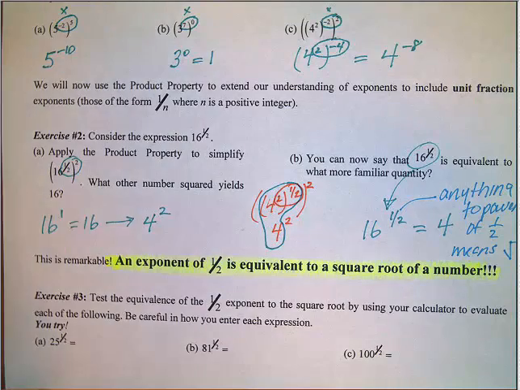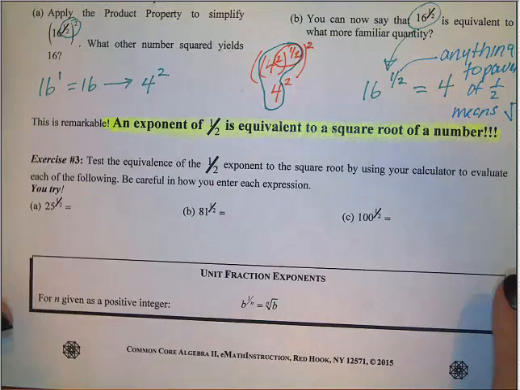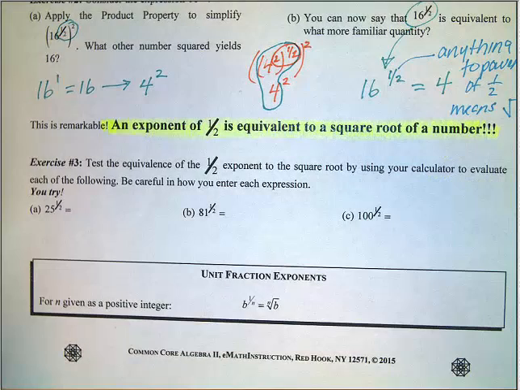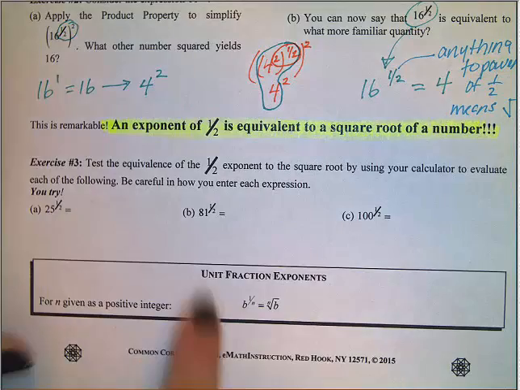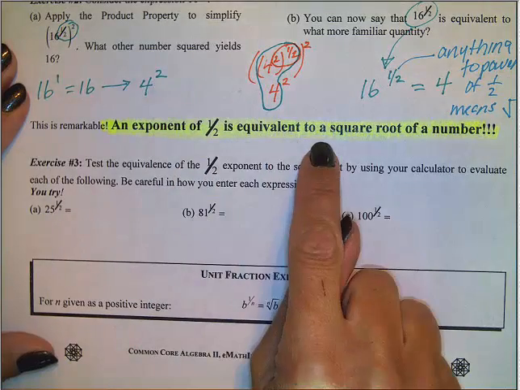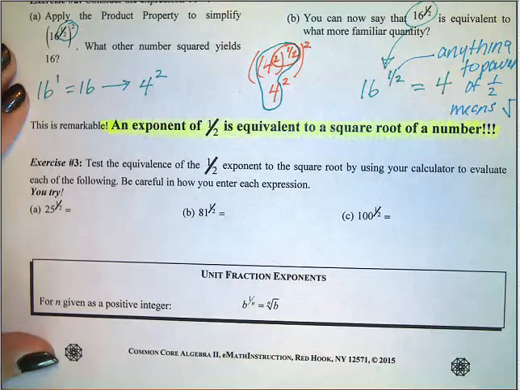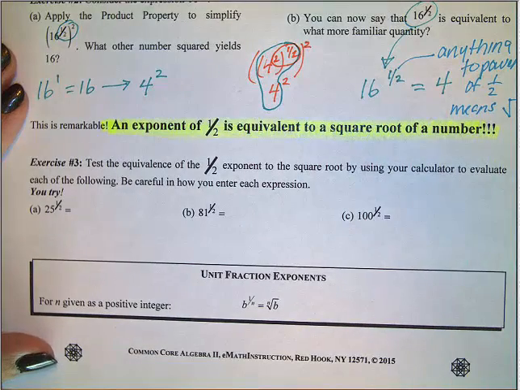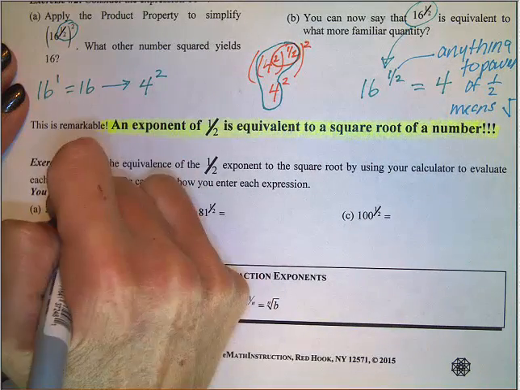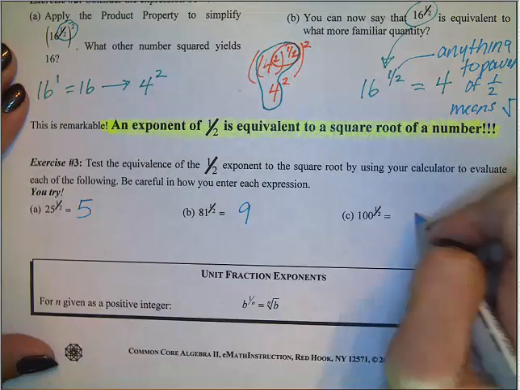Now let's practice in exercise 3. Can you do this without me? I certainly hope so. So pause the video and try on your own. Can you get 25 to the 1/2, 81 to the 1/2, and 10 to the 1/2, if 1/2 is equivalent to the square root of a number? Pause and go. So you should have gotten 5 for an answer, 9 for an answer, and the square root of 10 for an answer.